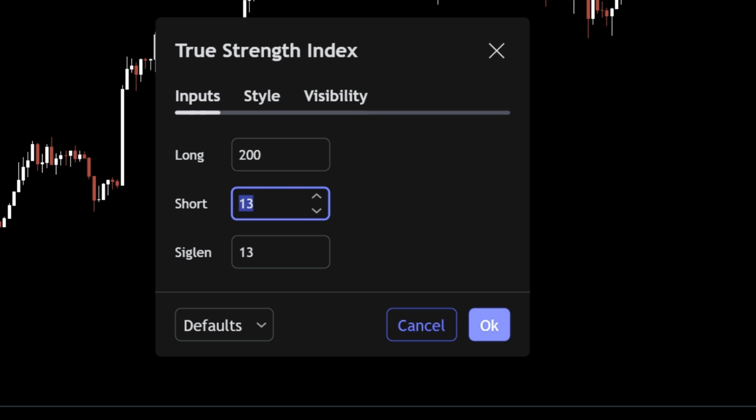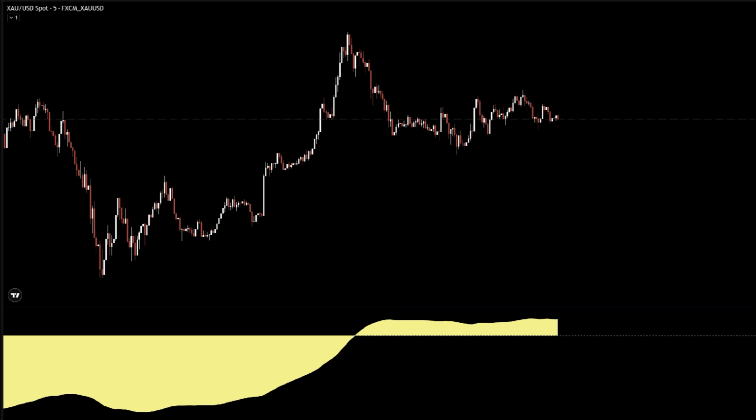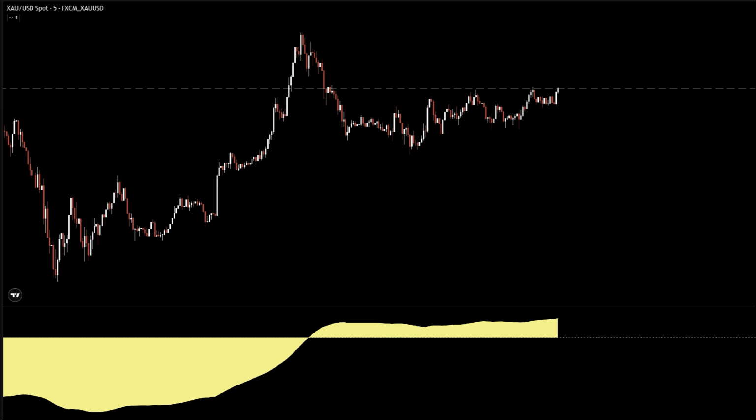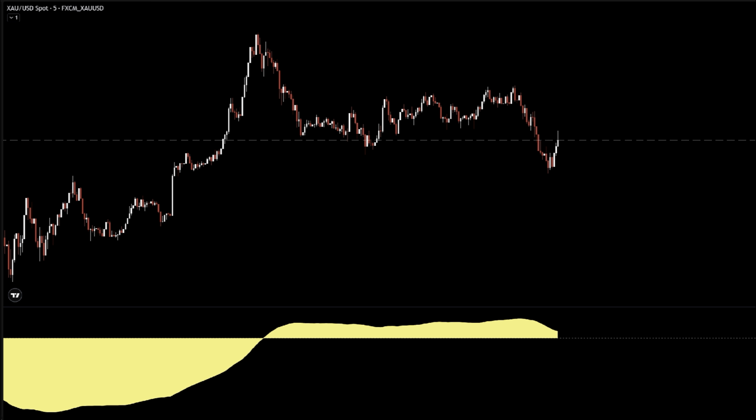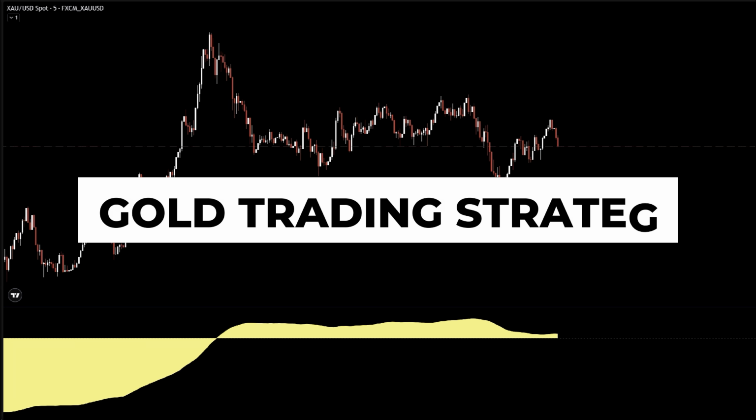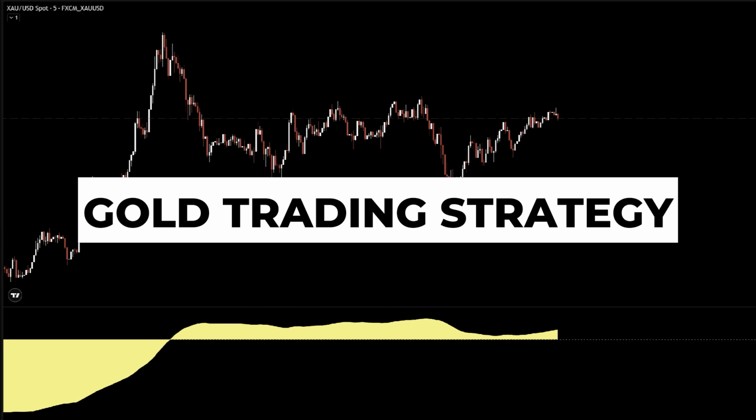Short length, change it to 100. Leave signal at default because we disabled it anyway. What it does is it syncs the momentum calculation with our 200 period VWMA. Now both tools are reading the same time frame, the same market structure, and this gold trading strategy. They're working together, not against each other.